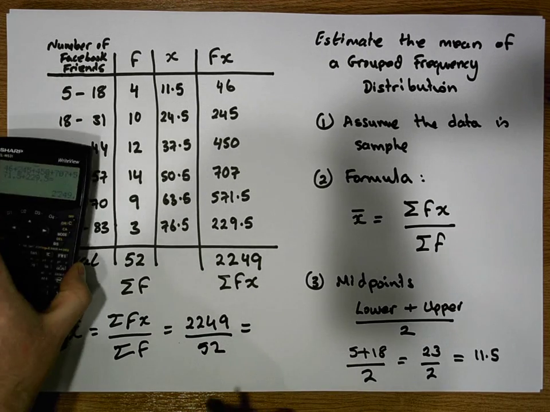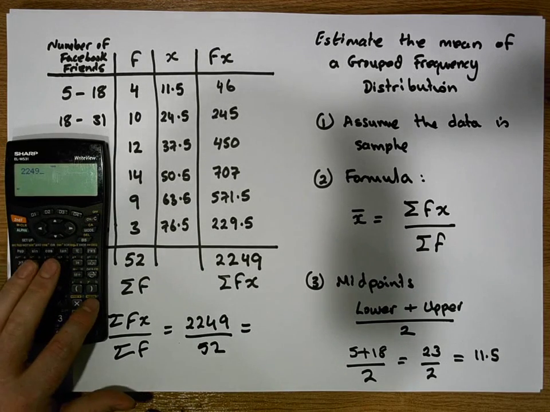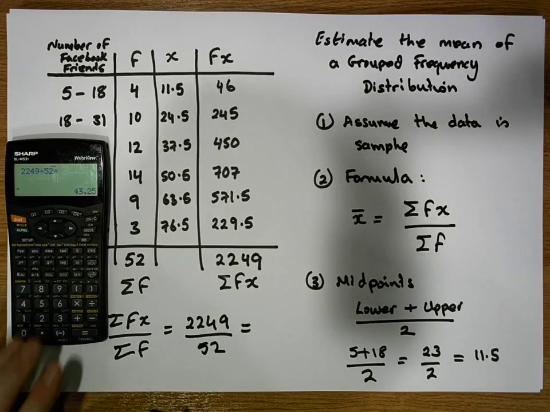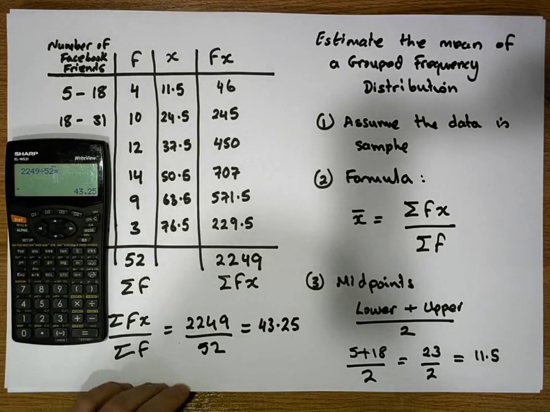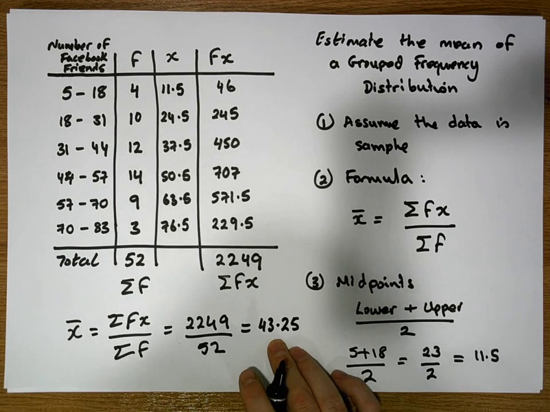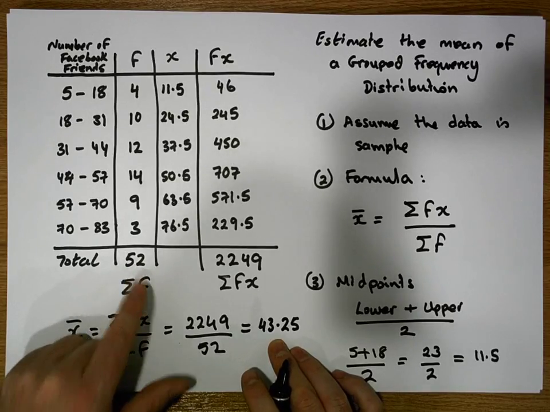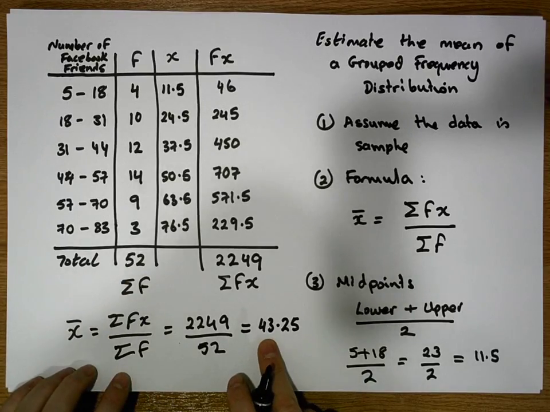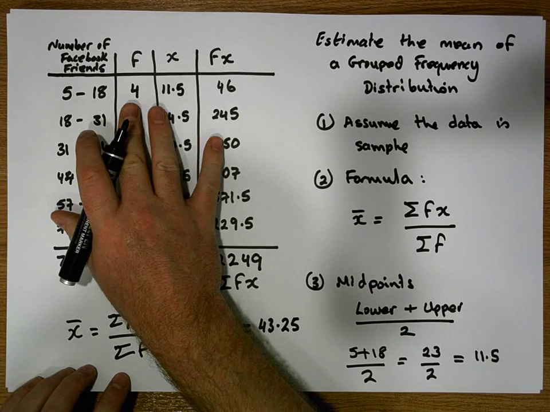2,249 divided by 52 gives us a value of 43.25. So the average number of Facebook friends that the 52 respondents to this survey had was, on average, 43.25 Facebook friends. Well, that's the process to calculate the sample mean from a group frequency distribution.